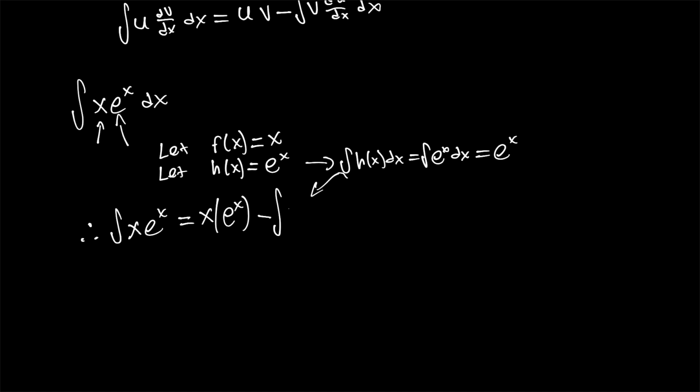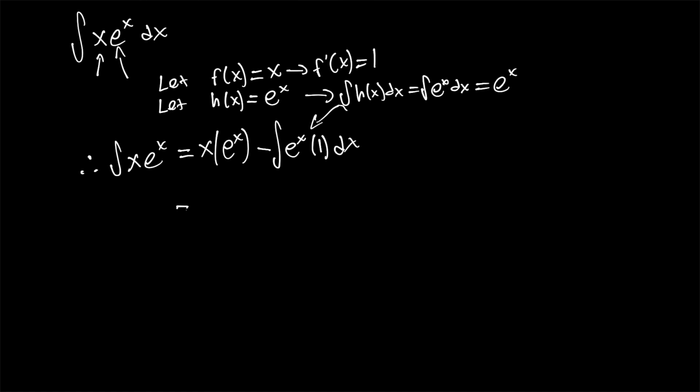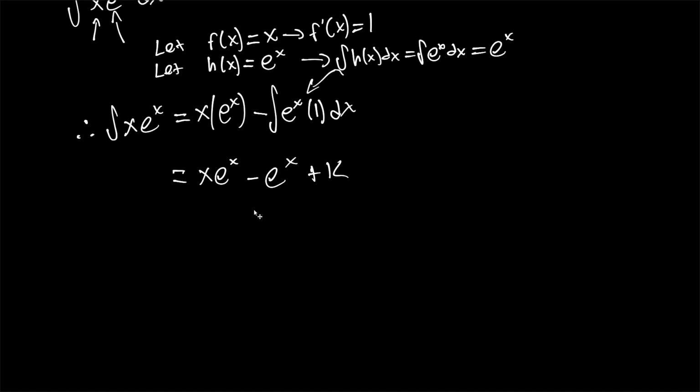Integral, once again, integral of h of x, that's e to the x, and f prime of x in this case is just equal to 1. So the derivative of x with respect to x is 1. This is with respect to x, therefore x e to the x minus e to the x. And that'll be plus some constant k, since this is an integral that doesn't have any boundaries defined.